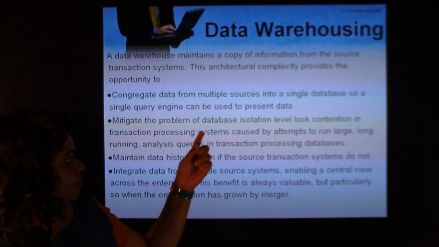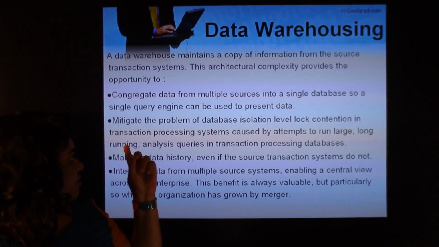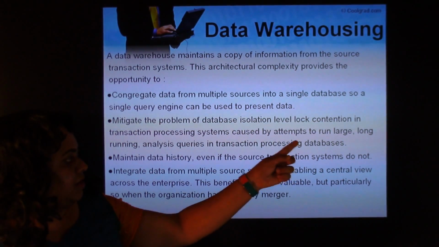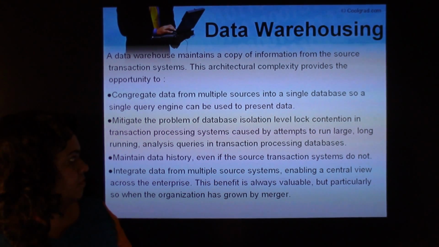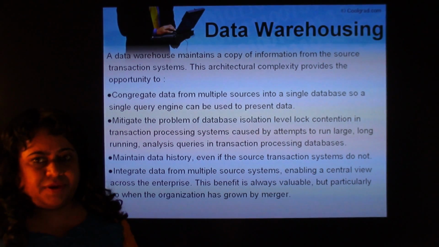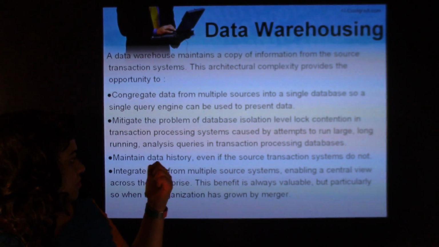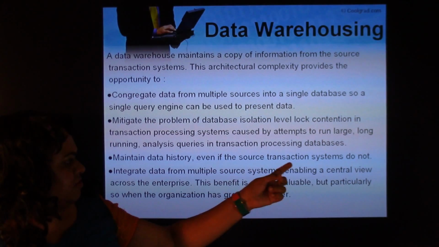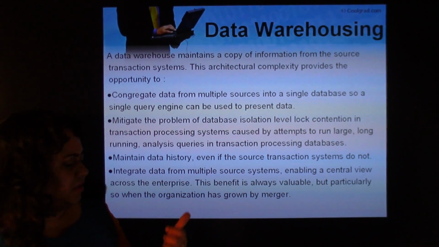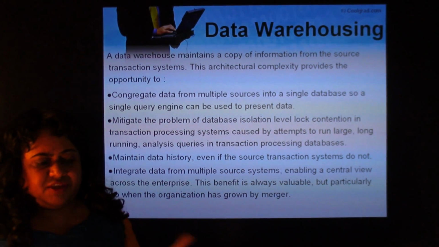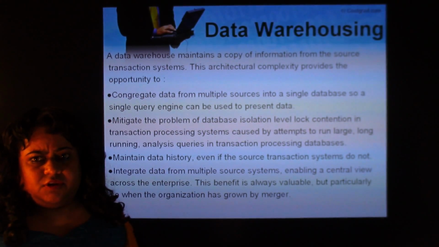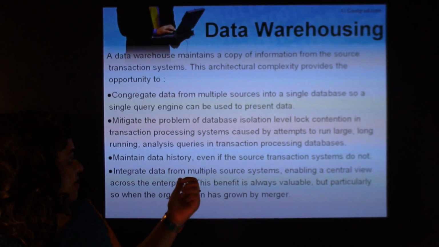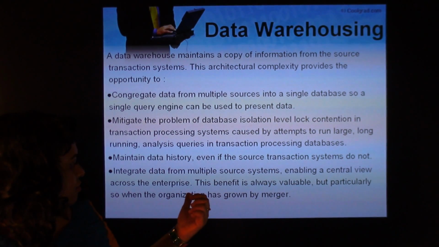And mitigate the problem of database isolation level log contention in transaction processing systems caused by attempts to run large, long-running analysis queries in transaction processing databases. So it's about, usually enterprise-level large database systems. And maintain data history, even if the source transaction systems don't. So it's important to know how this data is being changed, manipulated, what's going on. It's about, for compliance reasons and also for performance of the organization, we have to identify how this data is performing.